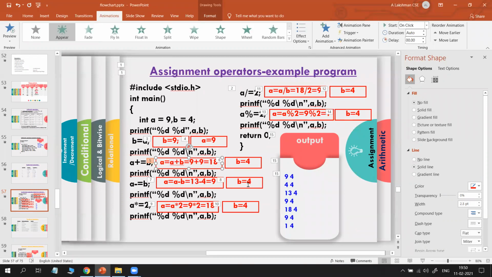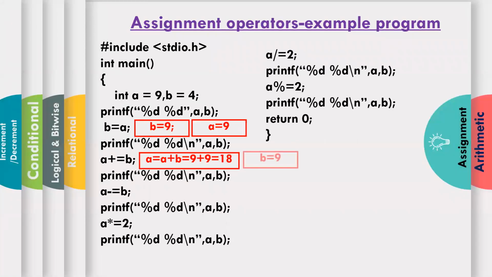Now what is the B value? B value is 9 only. I will change it simultaneously. So now understand, this is clear. A is equal to A plus B. A value is 9 and B value is 9. 9 plus 9, 18. And B value is not changed. The previous B value is 9, so it is 9 only.